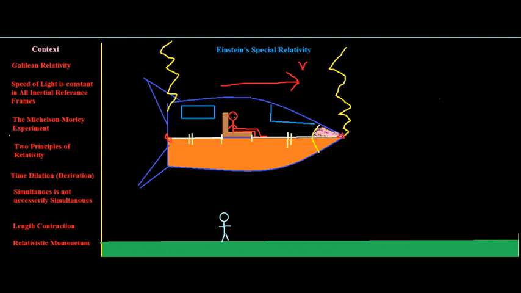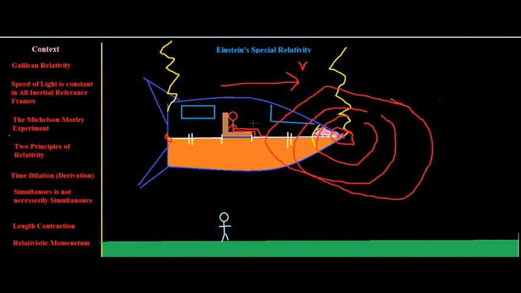The observer inside the spaceship would see this lightning propagate first, then this lightning, because he's moving in the direction of the propagation of the lightning. So let's say the lightning propagates like this. The observer here will see this lightning first before he sees the lightning propagate from this end.